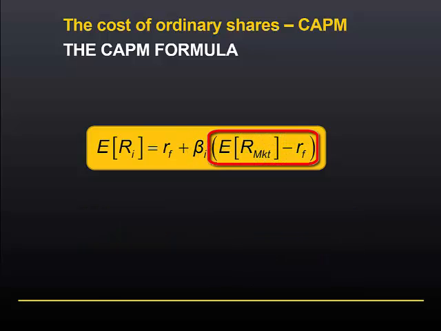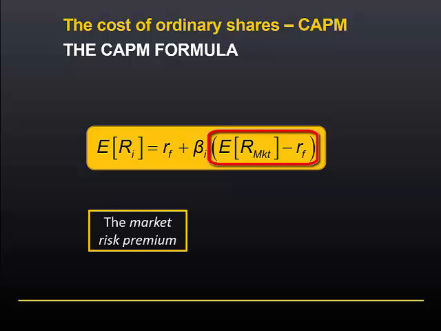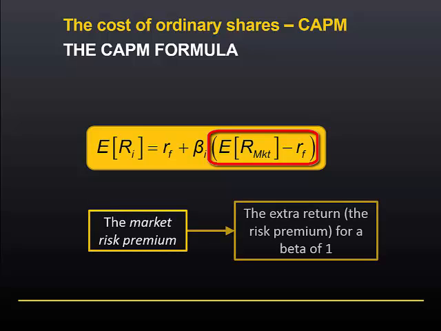The term in brackets is called the market risk premium. This means the extra return, or the risk premium, that we get for a beta of 1. If we multiply the market risk premium by the beta, then we get the total amount of the risk premium.